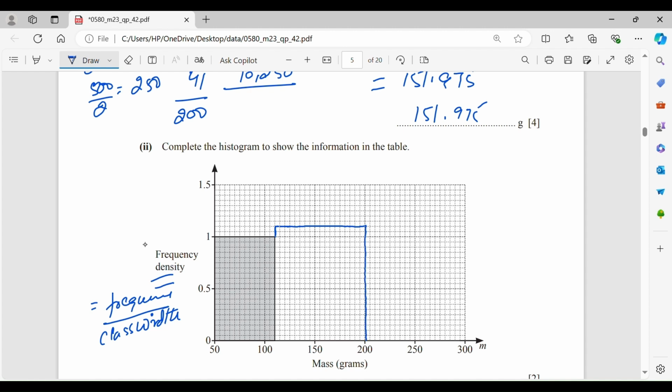So we will draw like this. Next will be 200 to 300, that is 0.41. Let me mark this, this will be the point, right? Here it will be 0.41, and this is 300. So we will join this. Our histogram looks like this.